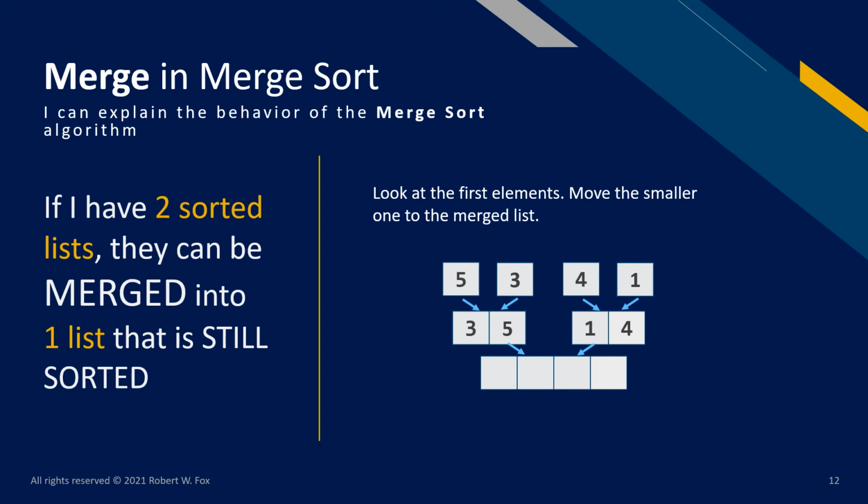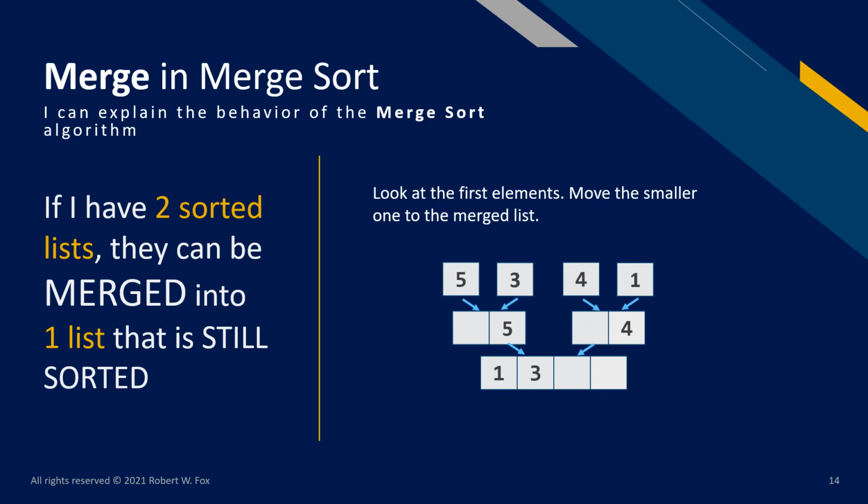Well, I'm going to look at the first element of each list, 3 and 1, and I'm going to choose the smaller number and add it to my merged list. So of course we choose 1. Next, we're going to look at the first element, 3, and in the second list, the only element left is 4, and choose the smaller to add to our merged list, which of course is the 3.